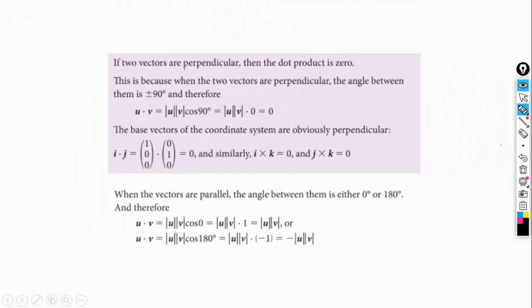If two vectors are perpendicular, then the dot product is 0. Why? Well, this is because if they're perpendicular, the angle between them is either plus or minus 90 degrees, and therefore, if we do the dot product in terms of cosine, then it would be the magnitude of u times the magnitude of v times the cosine of 90, which is 0. These are known as orthogonal.